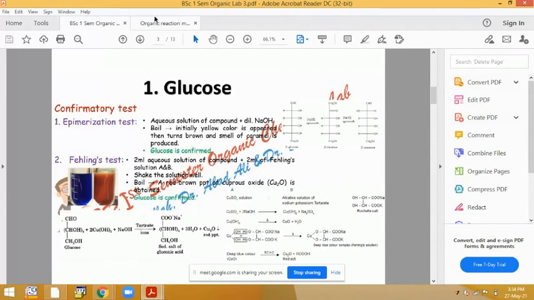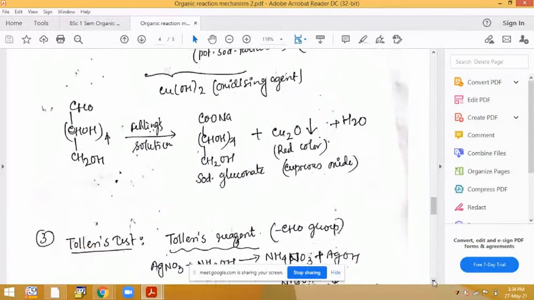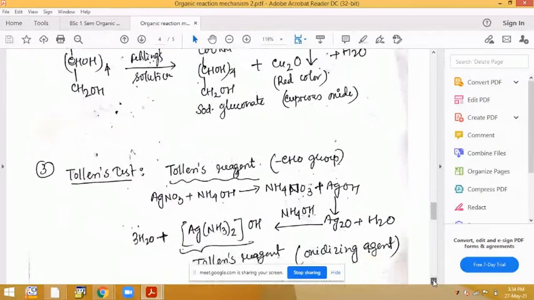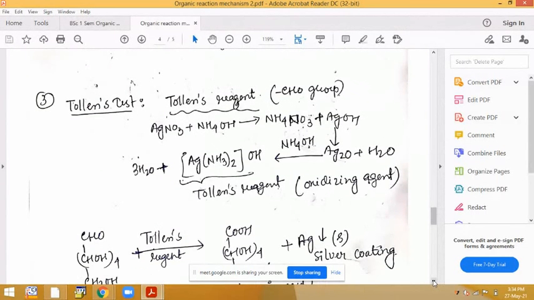The second test is also for the aldehyde group, and it is called the Tollens test. And again, the question may arise, what is Tollens reagent? Tollens reagent is basically Ag(NH3)2OH, but it is formed like this: AgNO3 plus NH4OH. When AgNO3 dissolves in NH4OH, it forms AgOH first, then it changes to Ag2O, and again dissolves in NH4OH, and finally it forms Ag(NH3)2OH.